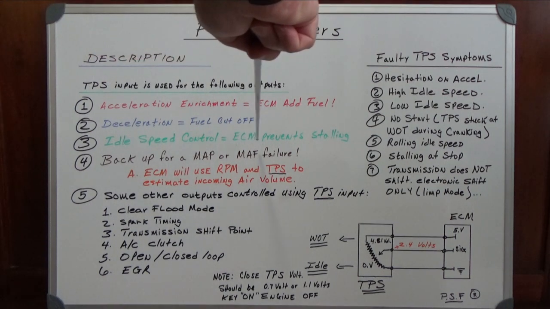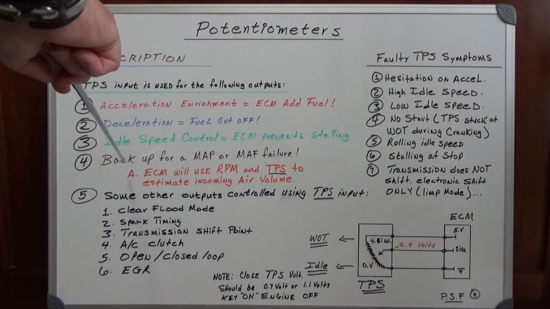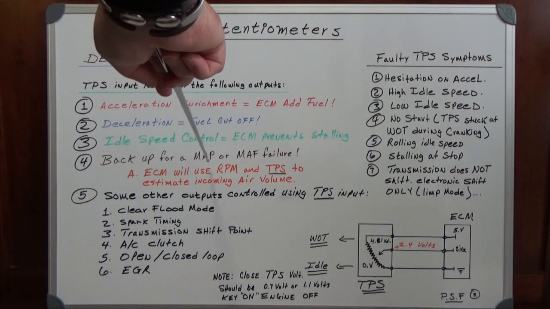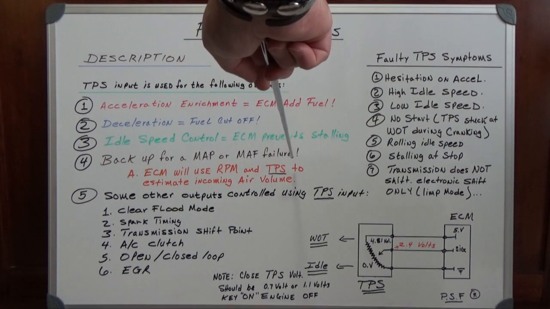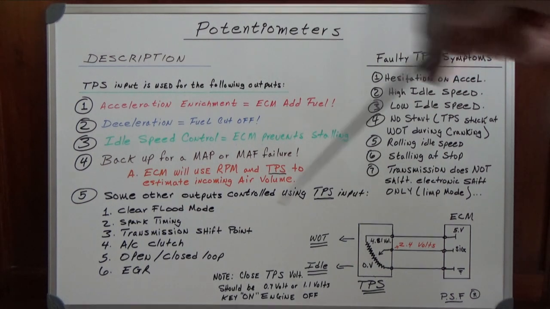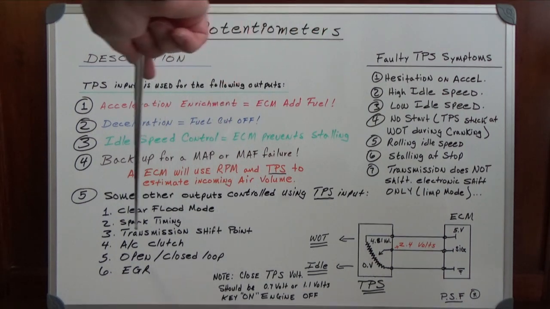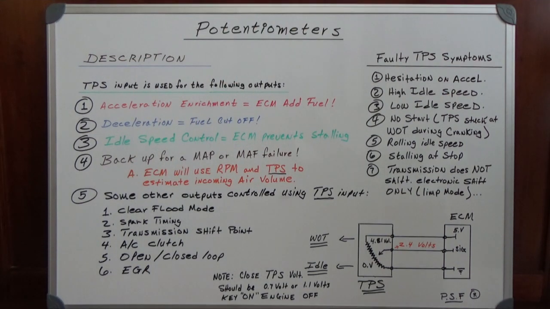Idle speed control, ECM prevents stalling the engine. Backup MAP sensor or mass airflow sensor: ECM will use the RPMs and TPS to estimate incoming air volume. And some other outputs controlled by using the TPS input: clear flood mode, spark timing, transmission shift point, AC clutch engagement, open and closed loop, EGR.